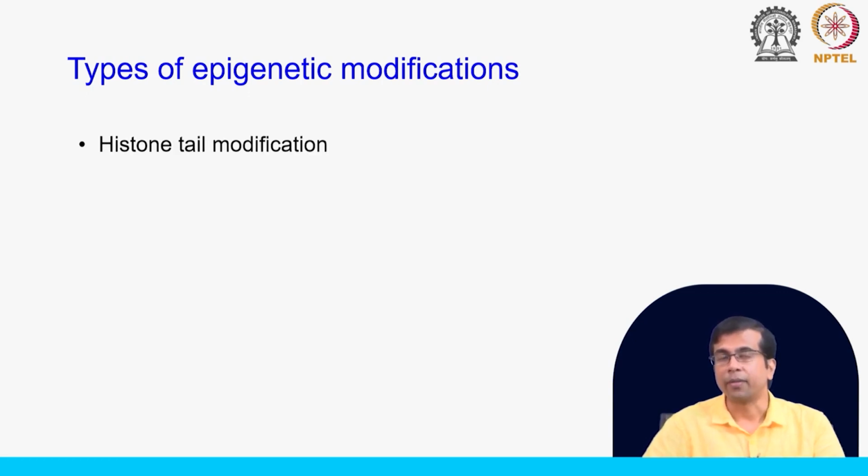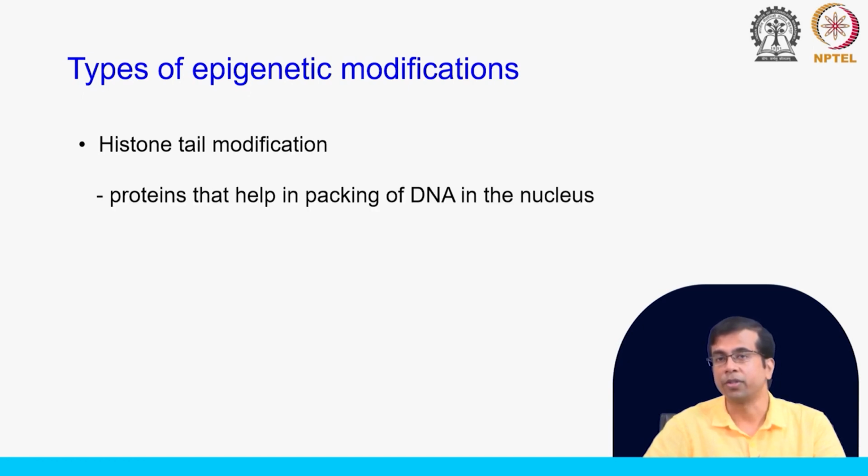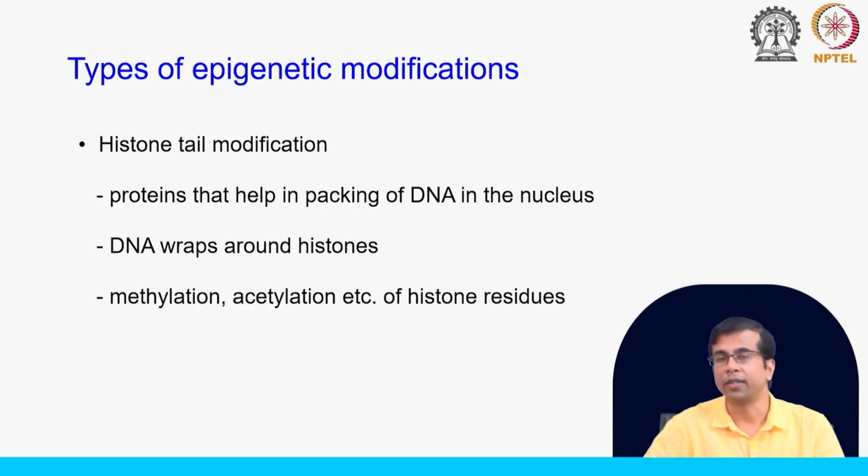You can also have something called histone tail modifications. Histones are proteins that help in packing of DNA in the nucleus, and the DNA wraps around histones, without going into too much detail. All those nice figures you can probably see in the textbooks. You can have these histones being modified at certain residues. So, you can have methylation, acetylation, etc. on the histone residues.